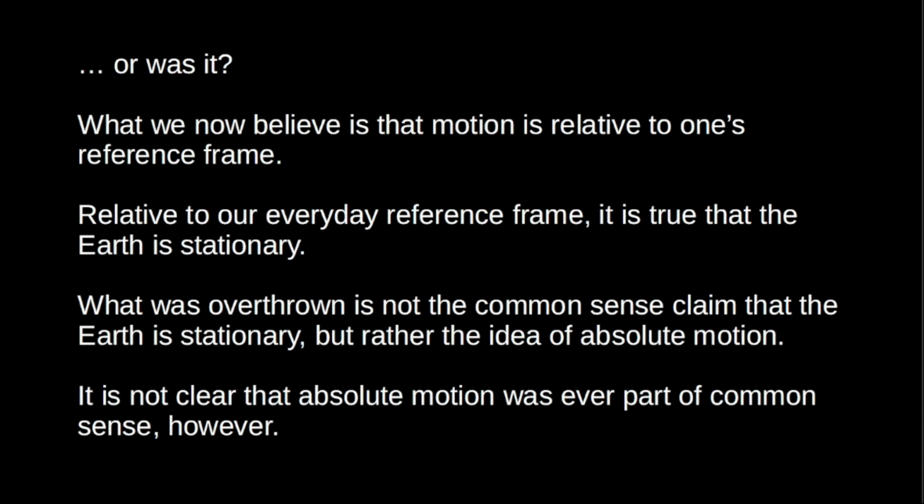Relative to the sun, the Earth is moving at 30 kilometers per second. Relative to the galactic center, the Earth is moving at 250 kilometers per second. Relative to my perspective, right now, the Earth is just still. All of these motions are real, but none is privileged. So, in fact, what was overthrown was not the common sense idea that the Earth is stationary, but the idea of absolute motion. But it's not at all obvious that absolute motion was ever part of common sense.